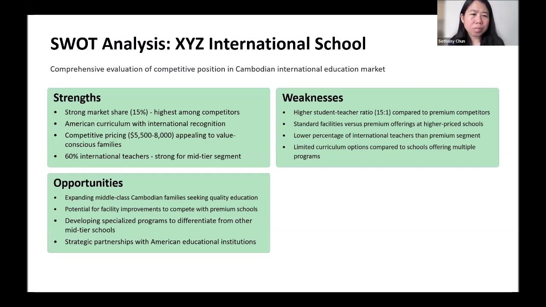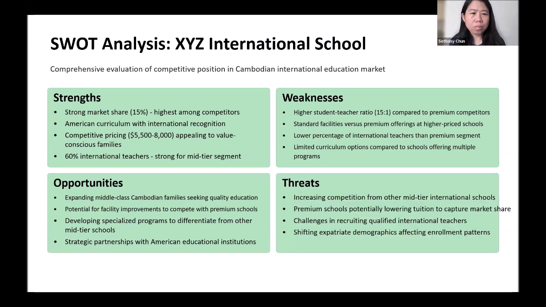And then if we look at opportunity, expanding middle-class Cambodian families seeking qualified education. So we see a lot of growing family income, all of that. So it's a good opportunity. Potential for facility improvement to compete with premium schools. Develop a specialized program to differentiate from other mid-tier schools. So there's a lot of things we can improve, because the school size is very high if we look at Phonics here. And then a strategic partnership with the American Education Institute, which is already established, is also a good opportunity for our school.